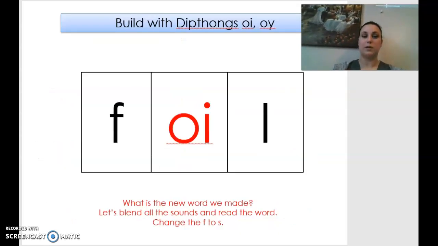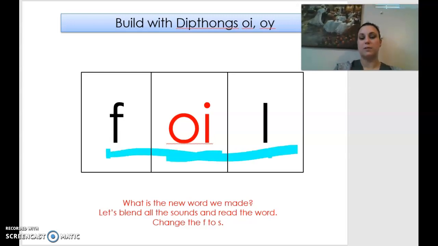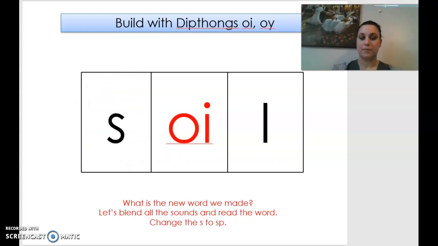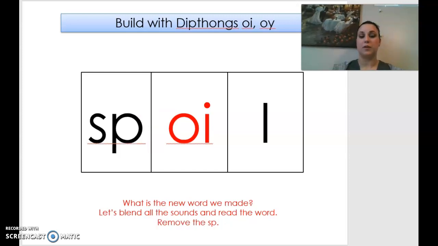All right, this word is oi. Oh, what's the word? Foil. You are going to change F to S. Think. Say. Soil. What's the word? Add a P after the S. Think. Say. Spoil. Get rid of SP. Think.